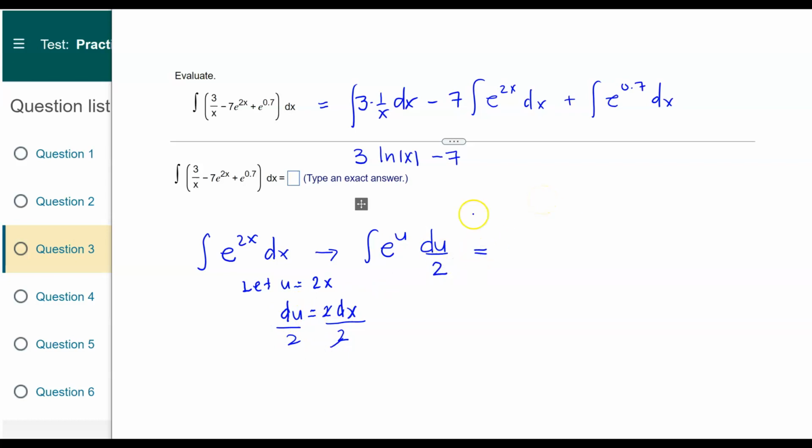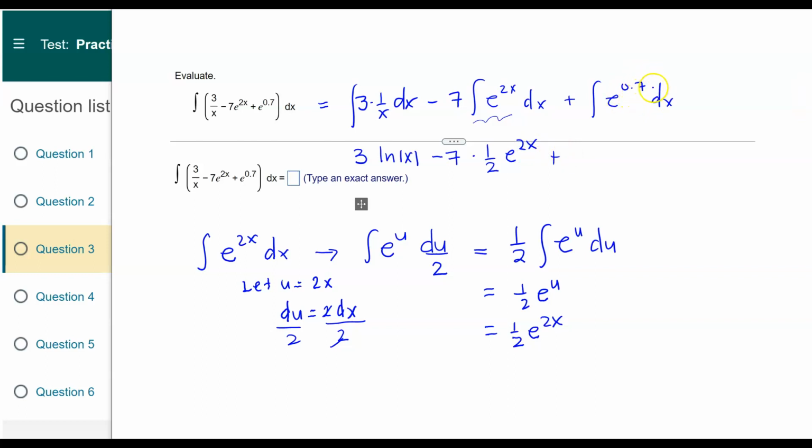Then you can just factor out the 1/2 here. So you have 1/2 integral of e to the u du. And that is equal to 1/2 e to the u. And what is u? u is just 2x. So this is 1/2 e to the 2x. And that is the integral for e to the 2x. So for this part here, you just copy this. So you have 1/2 e to the 2x plus, now we integrate this.